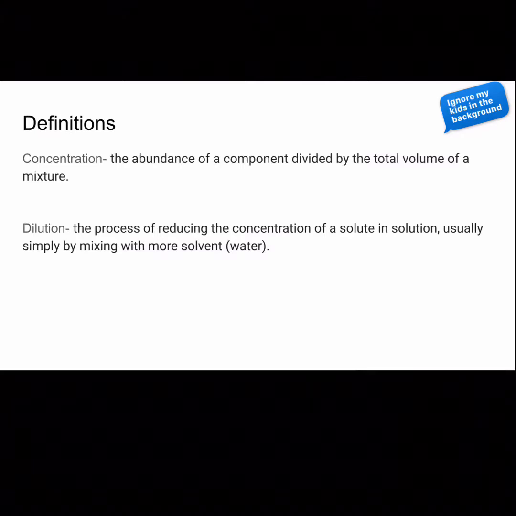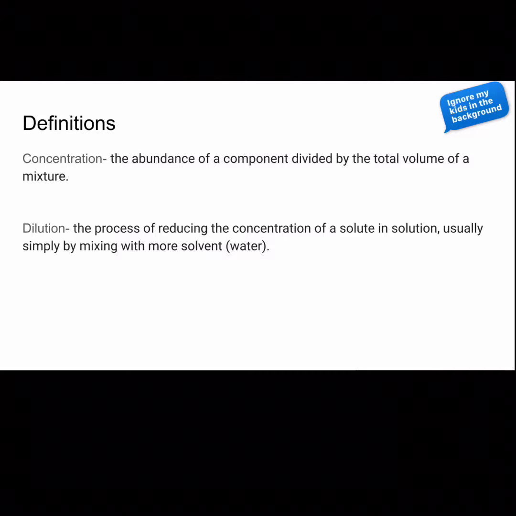A few more definitions. Concentration is the abundance of a component divided by the total volume of a mixture. If something is really concentrated, that means it's going to be really strong. So think about Kool-Aid. When you add your sugar to Kool-Aid, the more sugar you add, the more concentrated it's going to be, the sweeter it's going to be.